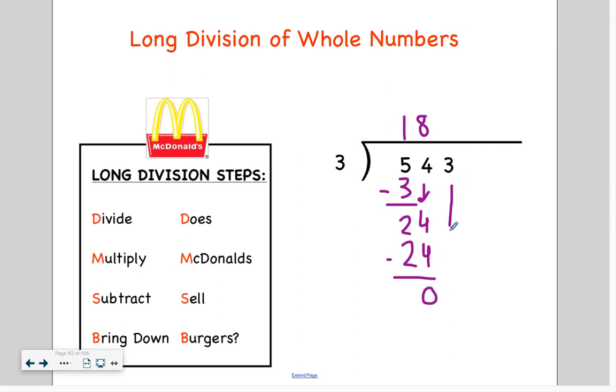Subtract, bring down the 3. One final time, 3 goes into 3 one time. 1 times 3 is 3. Subtract, and our answer is 181.